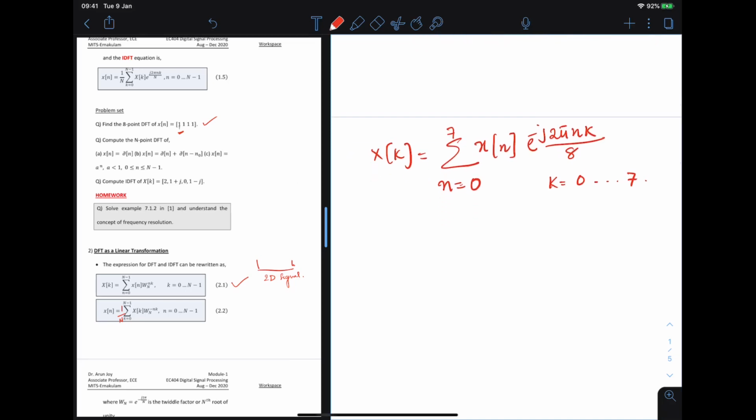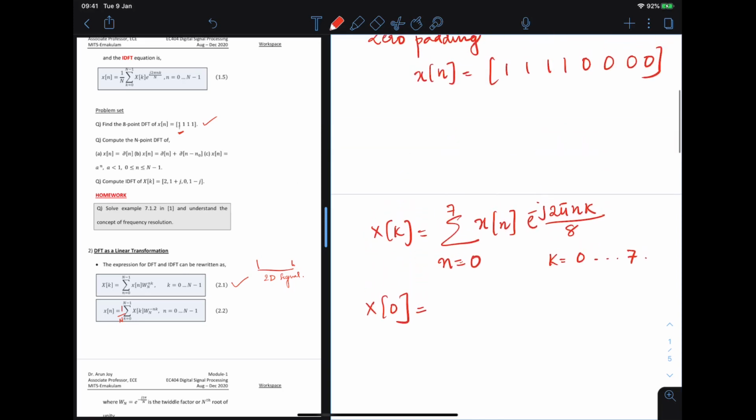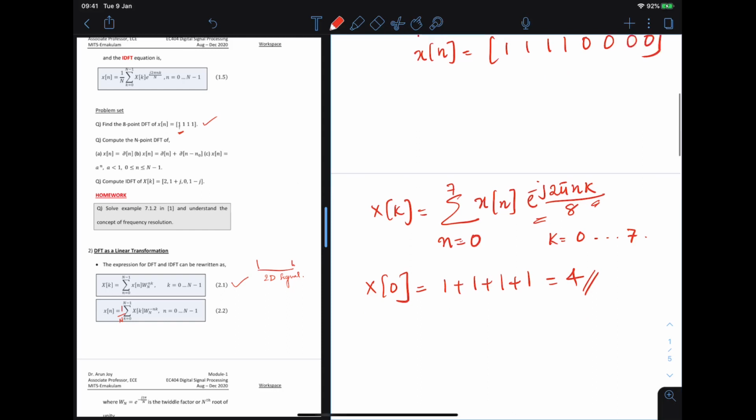Now let us find k equal to 0. That is, what is X of 0? The zeroth sample. So when k equal to 0, you don't have to worry about the e raised to j terms, because k equal to 0 means the e raised to j part will be equal to 1. So now I'm going to open the summation. It will be 1 plus 1 plus 1 plus 1 equal to 4.